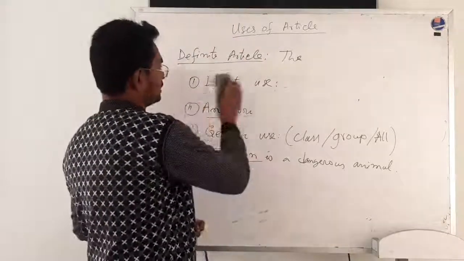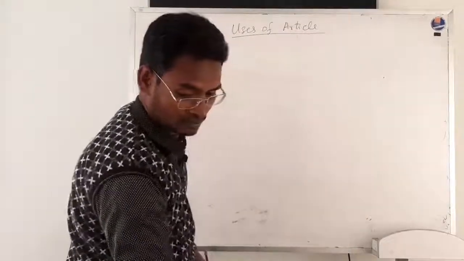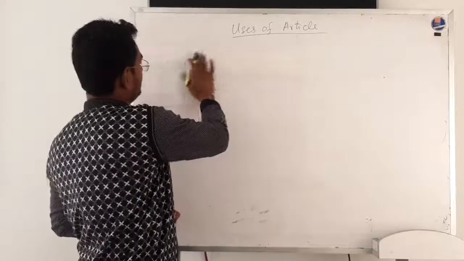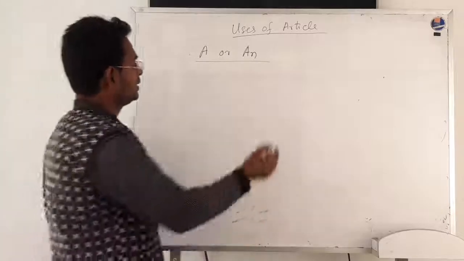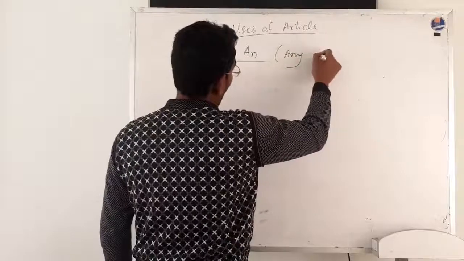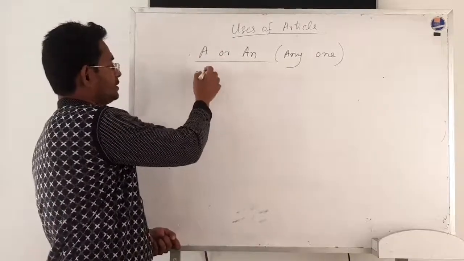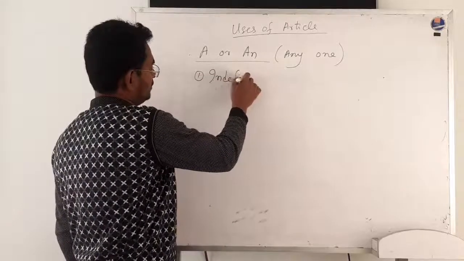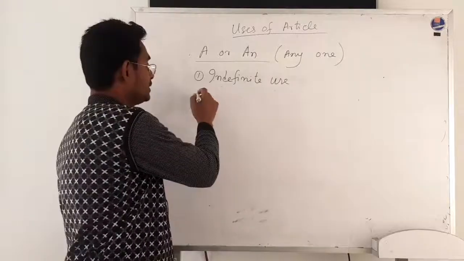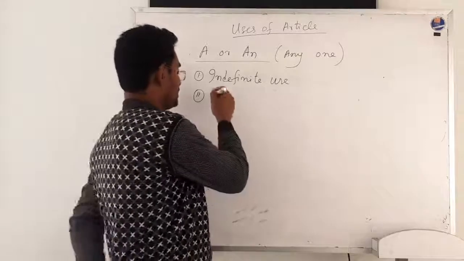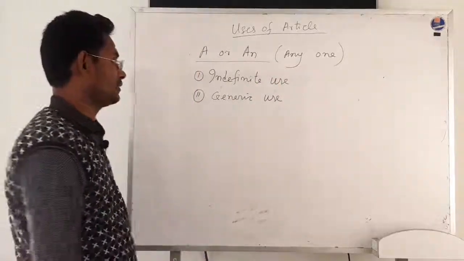Now we are going to the uses of a or an, how to use a or an. Indefinite article a or an. Look at this very simple topic, a or an, which means any one. First type of use of a or an is indefinite use. Second, we will use it as a generic use.